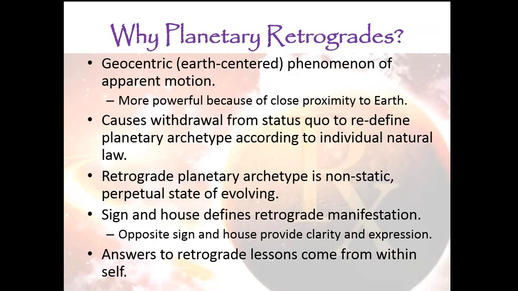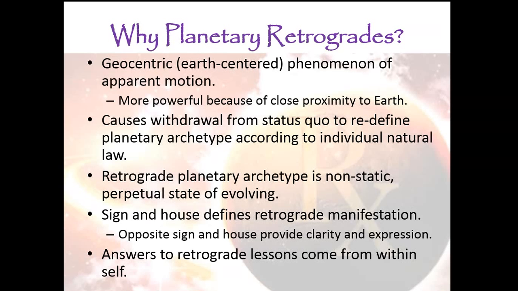Planetary retrogrades are a geocentric or Earth-centered phenomena. We live in a heliocentric solar system. All planets go around the sun. But here on Earth, geocentric, they appear to slow down, stop, go backwards, slow down, stop, and go forwards again if we observe them. And so when we have a planetary retrograde, it causes a withdrawal from the status quo to again redefine that planetary archetype according to our own individual natural laws.